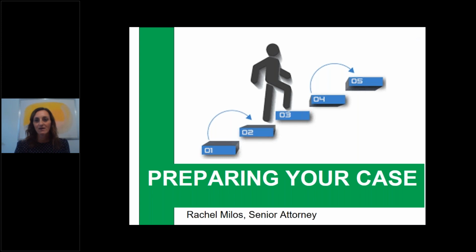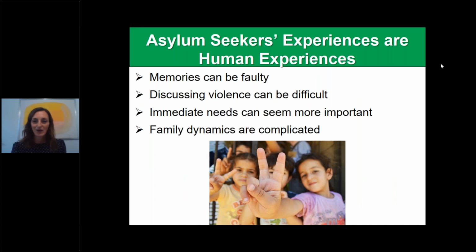So I am now going to get started and talk to you a little bit today about how we're going to take all this law and how we're going to put it together working with your clients. So we like to start out by really saying that when you're going to work with an asylum seeker, it's going to be a lot different than working with any other client that you've worked with before.